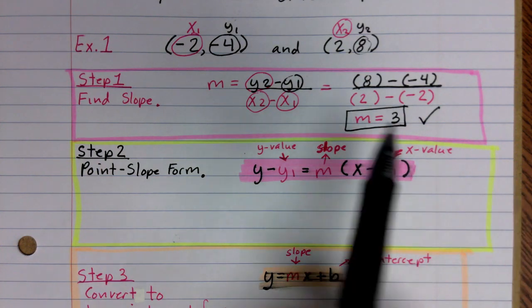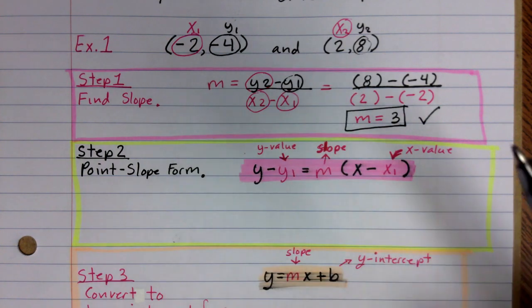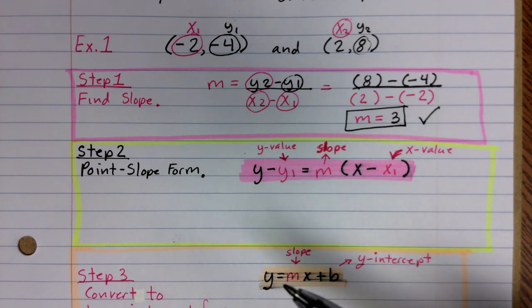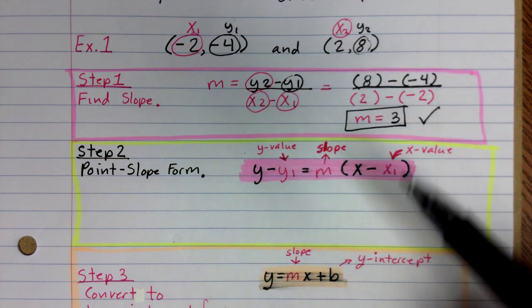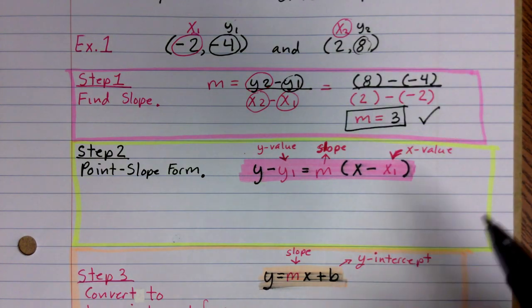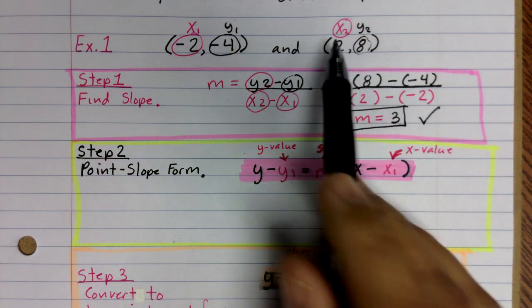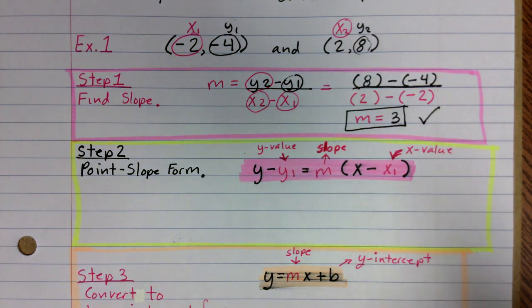Now, there's two ways you can do this. You can use either ordered pair, but what I recommend is I always just typically will use the ordered pair that has positive numbers, right? Because it's easier to deal with positive numbers. But let's say that you didn't use the one with positive numbers and you wanted to make it a little bit more difficult on yourself.